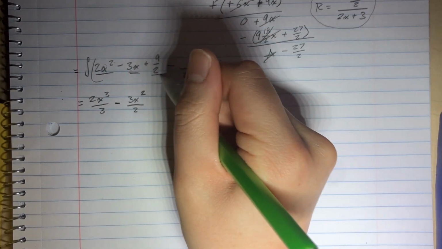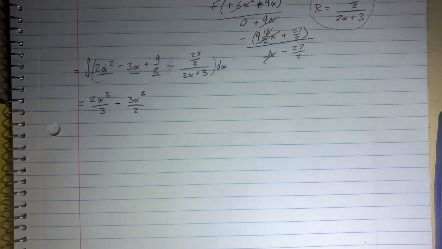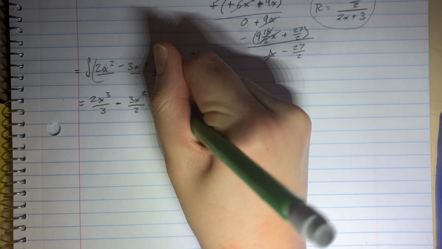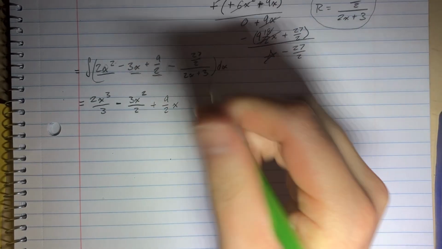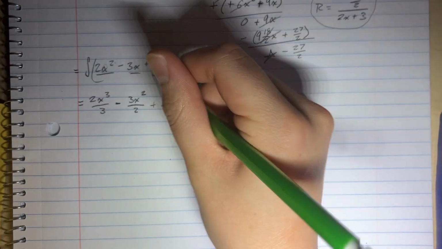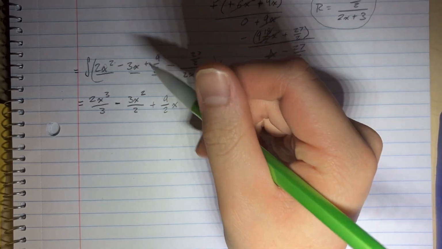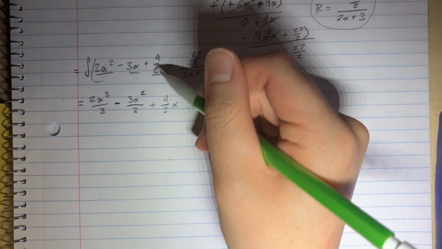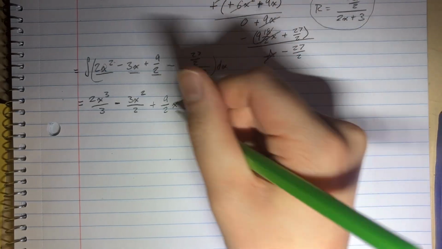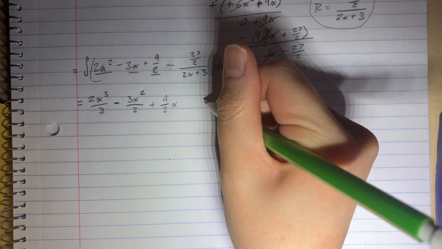Now we're dealing with 9 divided by 2. The antiderivative of that is literally just 9 divided by 2 times x. Since you are adding or subtracting a constant and you're taking the antiderivative of that, you just multiply by x when you take the antiderivative.